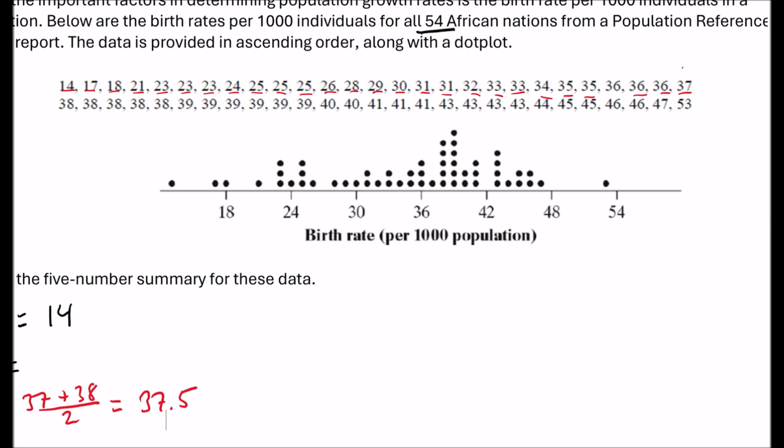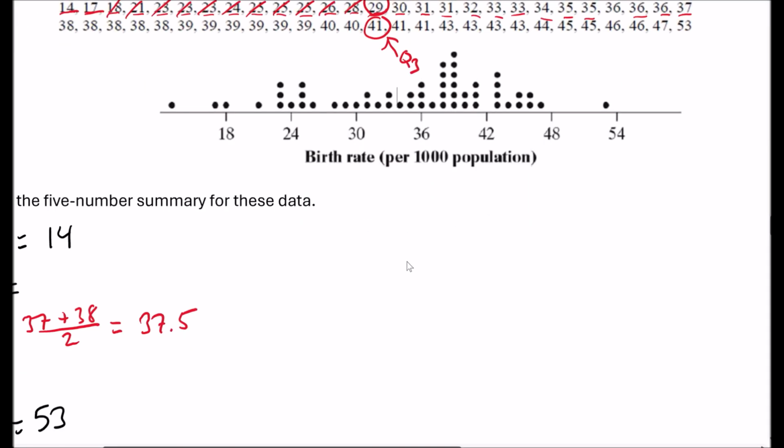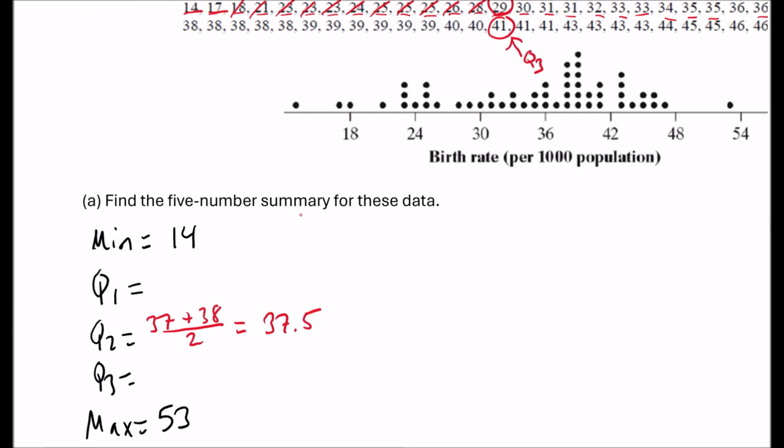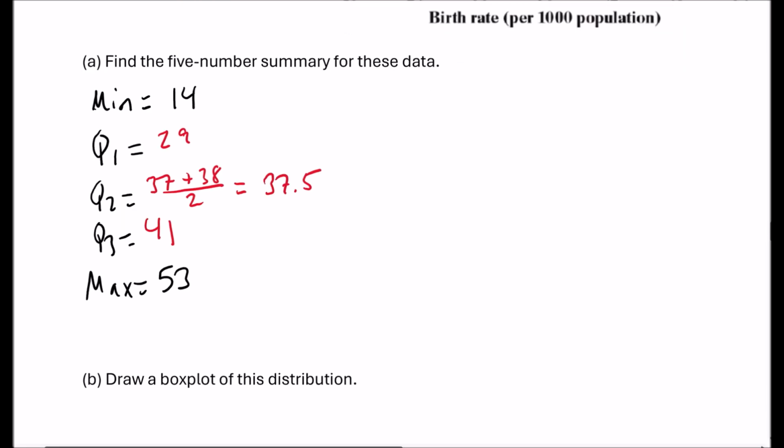So we count 1, 2, 3, 4, 5, 6, 7, 8, 9, 10, 11, 12, 13, 14. This has got to be the halfway, so this has got to be the first quartile, and this has got to be the third quartile. So 29 and 41 are your quartiles. All right, so that's our five-number summary. That's all they wanted.